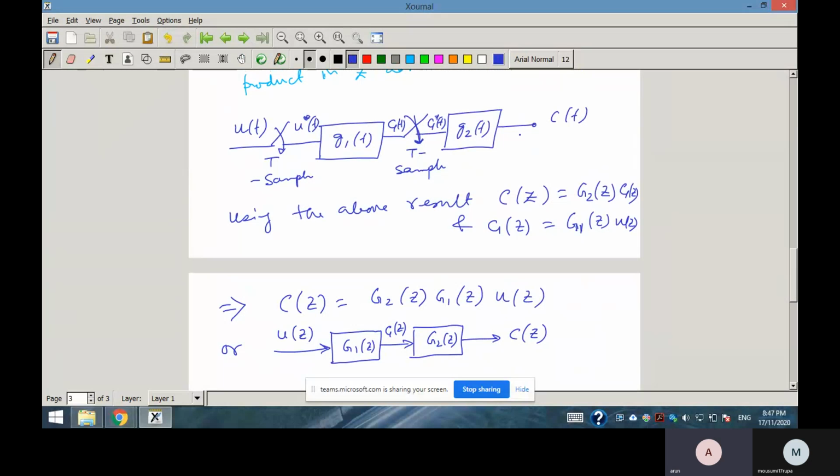It is difficult to analyze this sampled data system. So if you convert it into an equivalent discrete time model, then you can easily analyze, as we will see now, stability study and all these things, what the response will be, all these things you can study.